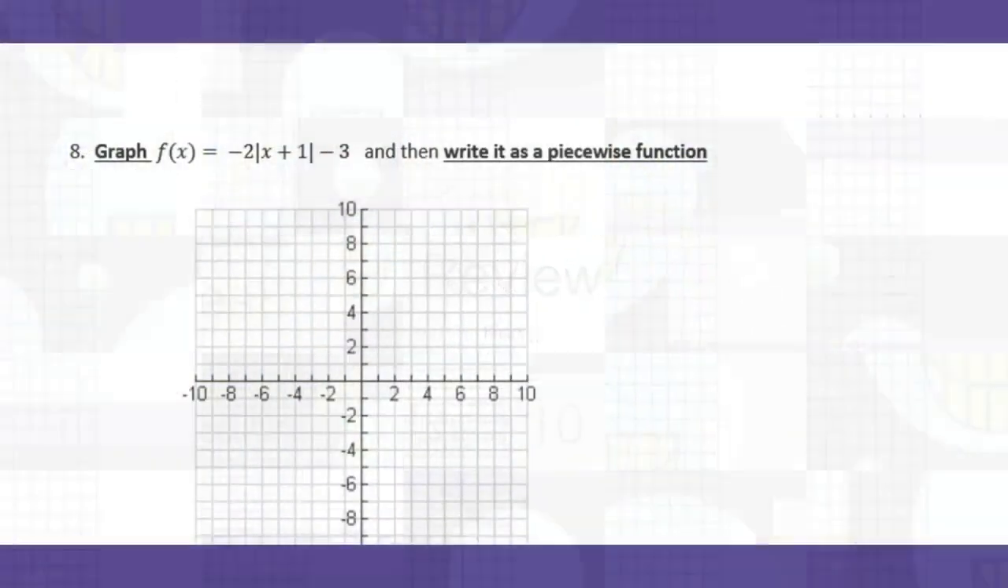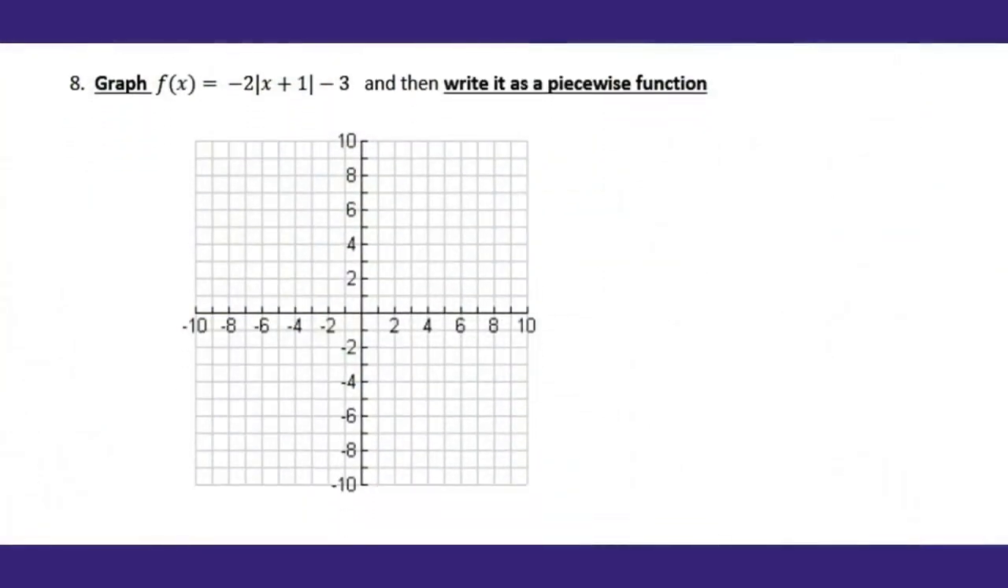So we're going to start with the back, number 8. For number 8, graph this function and then write it as a piecewise function. Yeah, let's go ahead and dig in. So for the piecewise function, here's what we got. This is already a negative function, so we're going to solve it as a negative function.